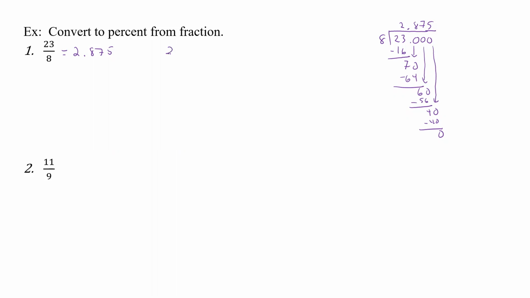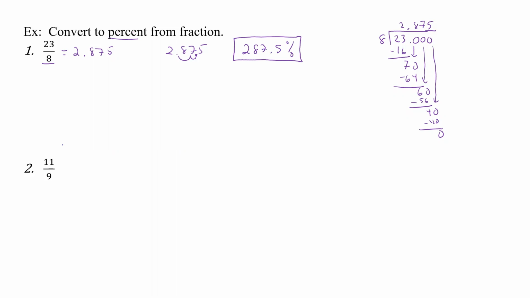Now we take that number, 2.875, and we want to convert it to a percent, so we move the decimal 1, 2 places to the right and then add a percent sign. That gives us 287.5%, and that is the equivalent percent to 23/8.